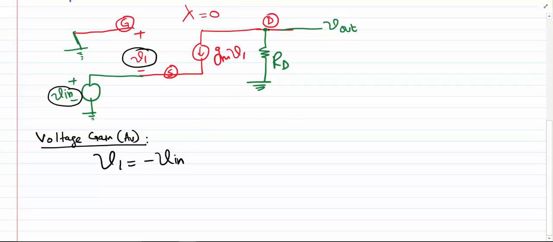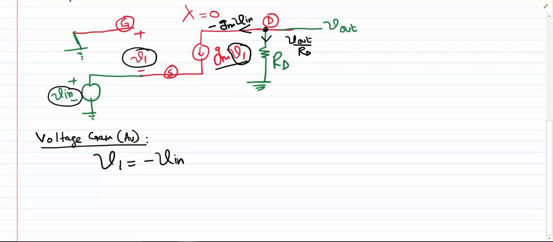Now let's apply a KCL on this node. If the voltage across RD is Vout, the current that flows through this branch is Vout over RD, and the current flowing through this branch is gm V1. Now that we have the value of V1, which is minus Vin, the current through this branch is going to be gm Vin with the negative sign.